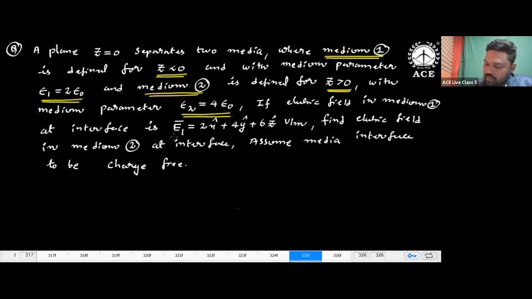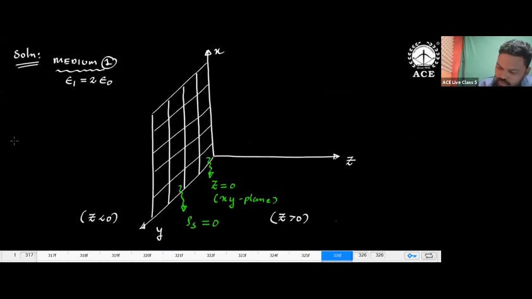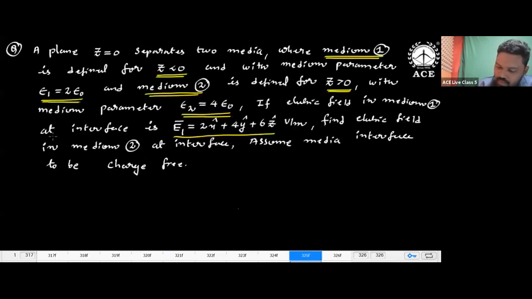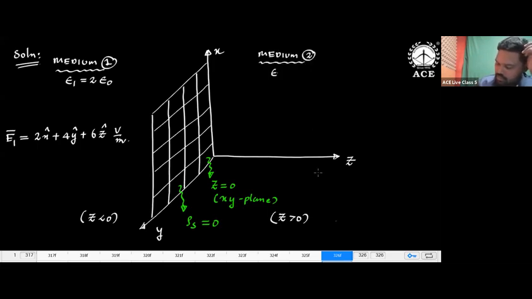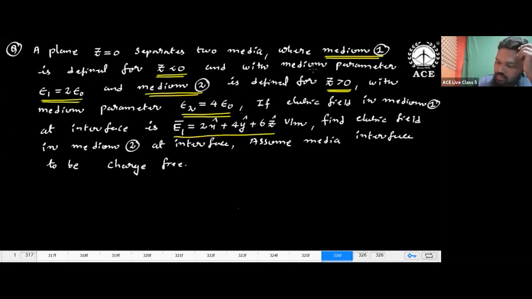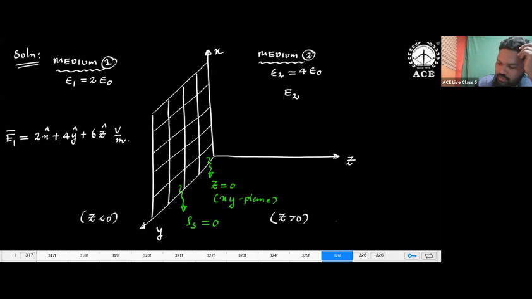Electric field in medium 1 at the interface is given. That means E1 is equal to 2x cap plus 4y cap plus 6z cap volt per meter. Here it is medium 2. What are the medium parameters? Epsilon 2 is equal to 4 epsilon naught. It is asking what is the electric field E2.